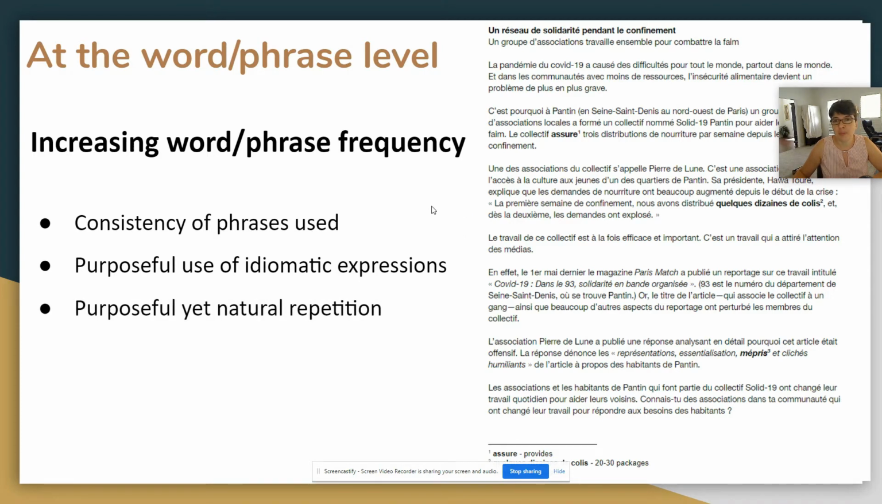Purposeful yet natural repetition. I think this article does a good job at using natural language, and that's really important. We want our students to read language that's very natural. But I think we can increase the repetition of some phrases, which is again going to go back to this consistency of phrases used. So I'm going to go and increase the frequency of la faim or l'insécurité alimentaire, because that is a very major topic in the article.